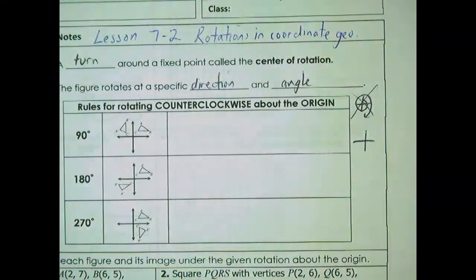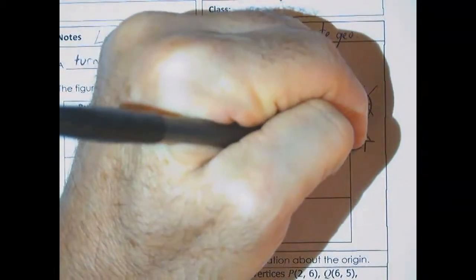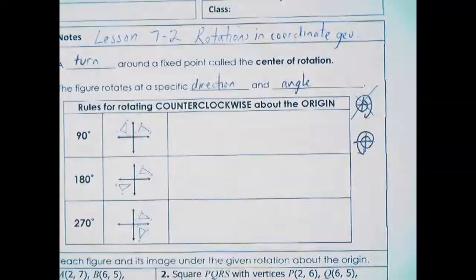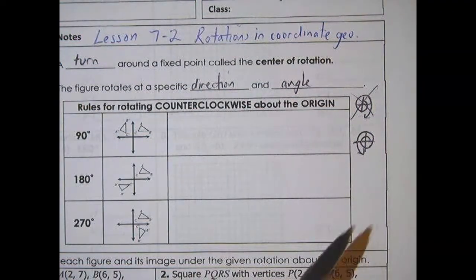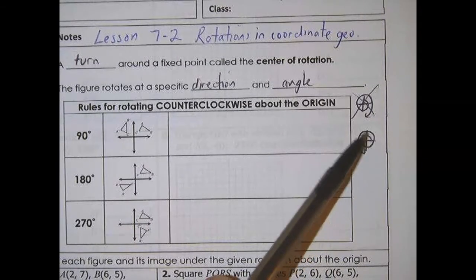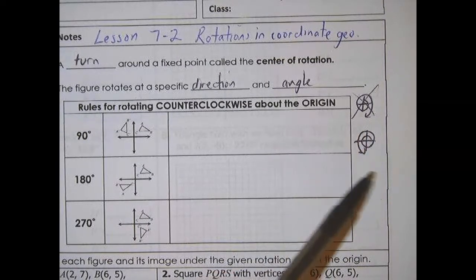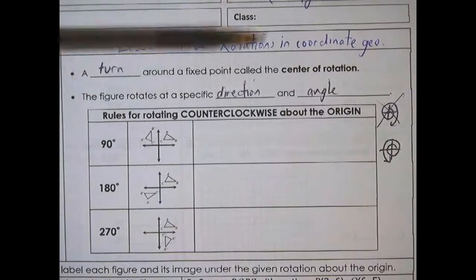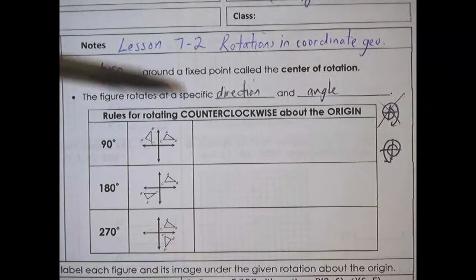So if we have our coordinate plane, it's going to go this way. That's counterclockwise. And you're going to see later on, probably not in this class, why this is considered a positive rotation, going opposite the direction of the clock. So we're always talking about counterclockwise rotations about the origin.